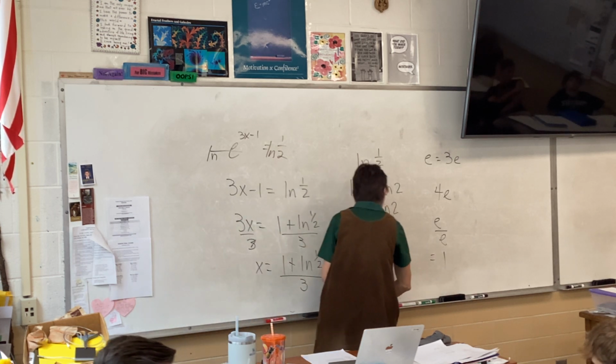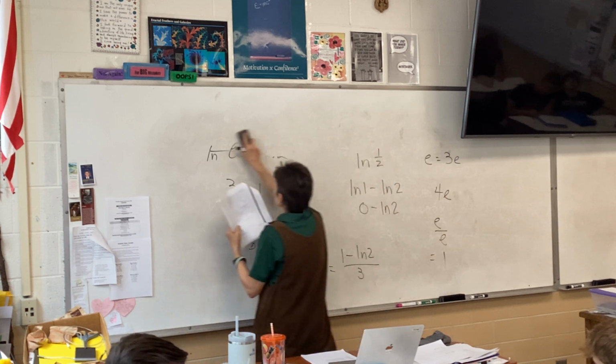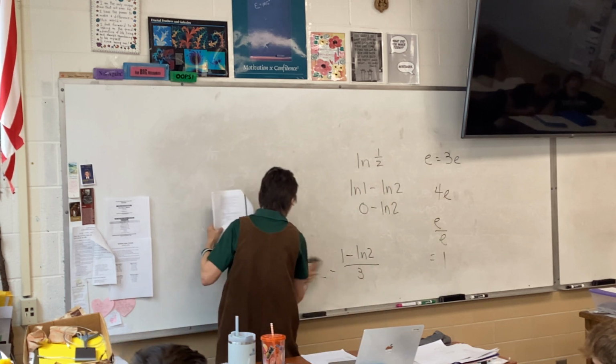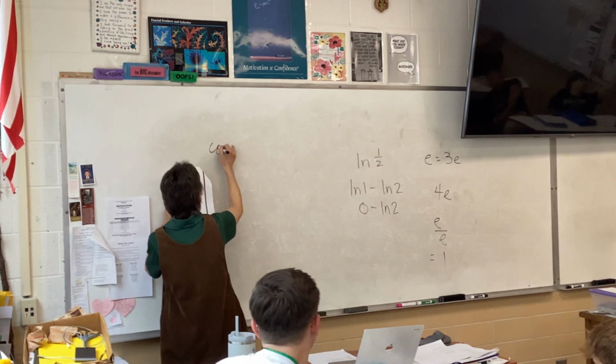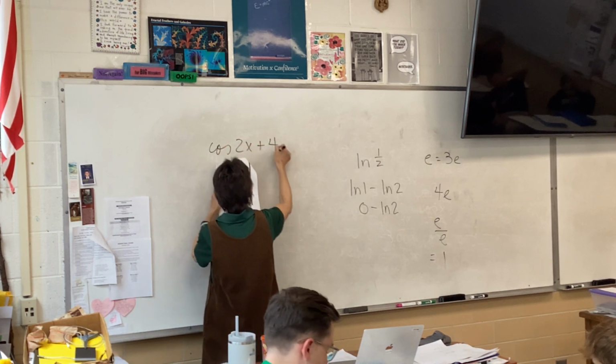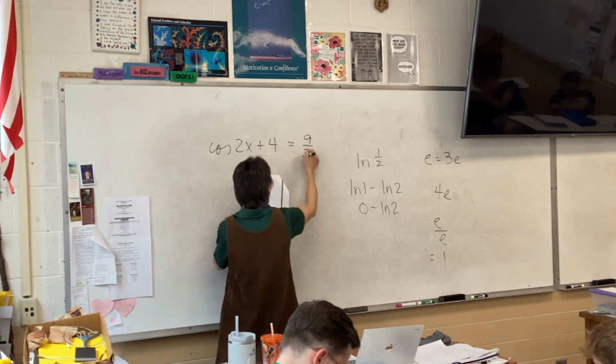All right, and finally, solve this equation. Cosine 2x plus 4 equals 9/2.